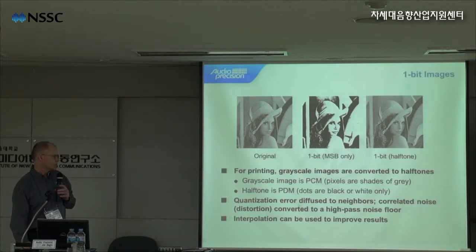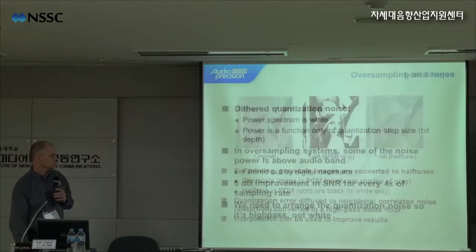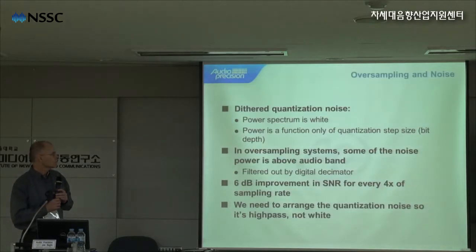So the quantization error is diffused to the neighbors, correlated noise or distortion is converted to a high-pass noise floor, and we can use interpolation to improve the results. Now in terms of dithered quantization noise, the power spectrum is white. That means it's flat with frequency. And the power is a function only of the quantization step size, or the bit depth.